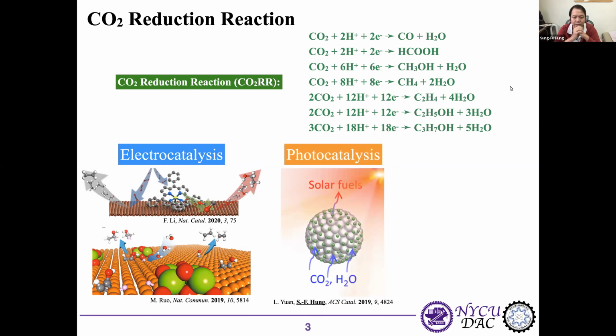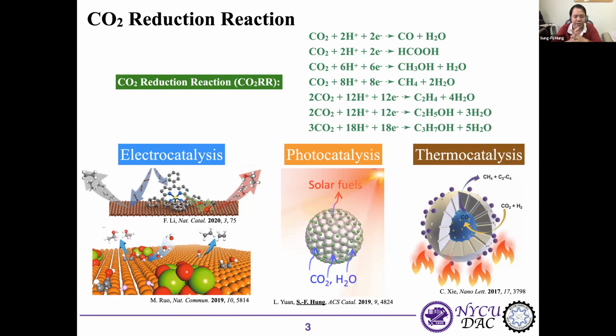The second one is photocatalysis. When we provide solar light, carbon dioxide and water, we can obtain the products of carbon monoxide, methane or methanol. But we cannot obtain multi-carbon products. I think photocatalysis allows us to use the solar light directly, so many researchers are also researching photocatalysis.